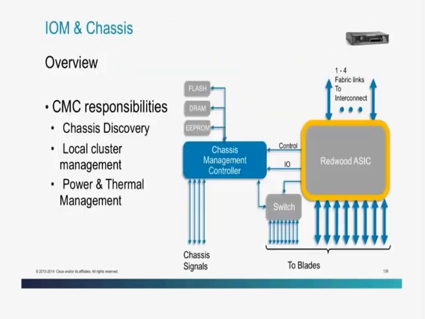Let's get going to the IOM and chassis troubleshooting. What is the IOM? IOM basically consists of a chassis management controller. That's used for chassis discovery, because if you see the CPROM out here, this is used for maintaining the cluster state. The fabric ports and the HIF, you remember we spoke about the host interfaces and the network interfaces. The Redwood ASIC is the one that's responsible for maintaining them. These are your HIF ports, these are your NIF.